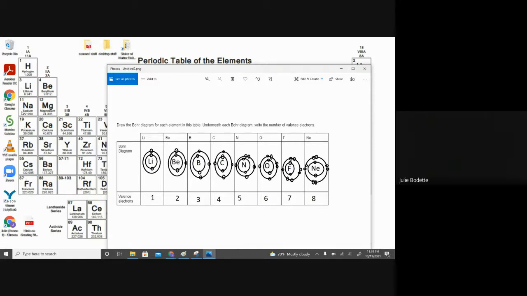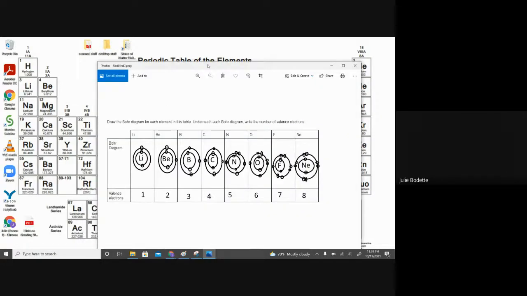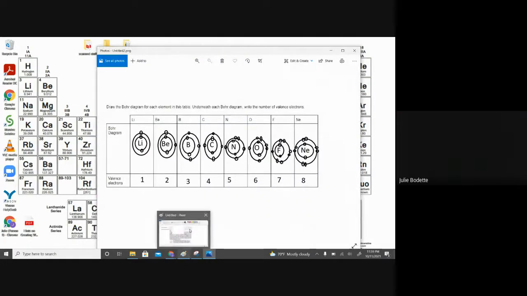Because for this first column, it's all 1. For the second column, it's all 2, and so on, right? We skip over the stuff in the middle. These guys are called transition metals, and unfortunately, they do not have an easy rule for the number of valence electrons. But then we pick it right back up here with 3, 4, 5, 6, 7, 8, right? So let's go ahead and put that in our notes, right?